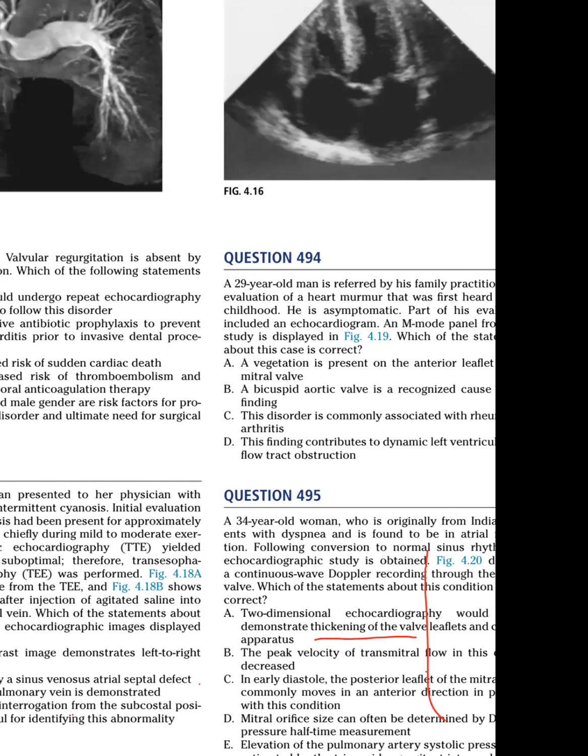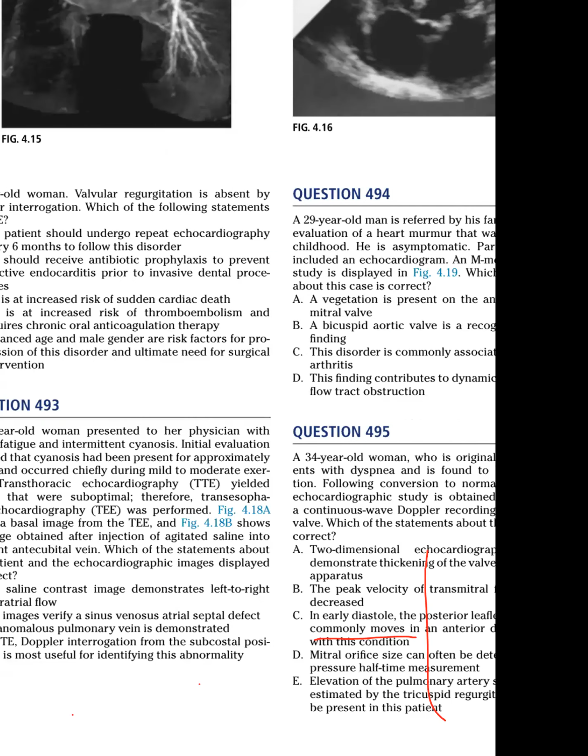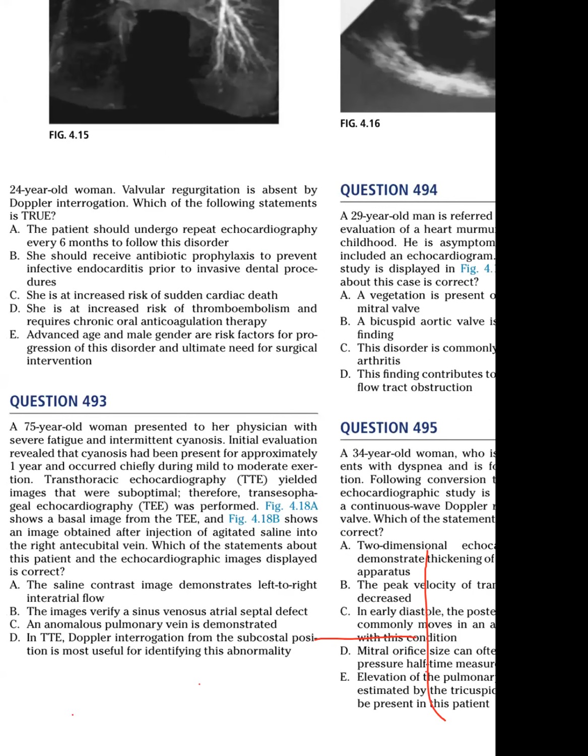So there was a relatively young patient, 24 years old, and they say valvular regurgitation is absent. So it's like she has prolapse, but without regurgitation. Which of the following statements is true? A, the patient should undergo repeat echocardiography every 6 months to follow this condition.